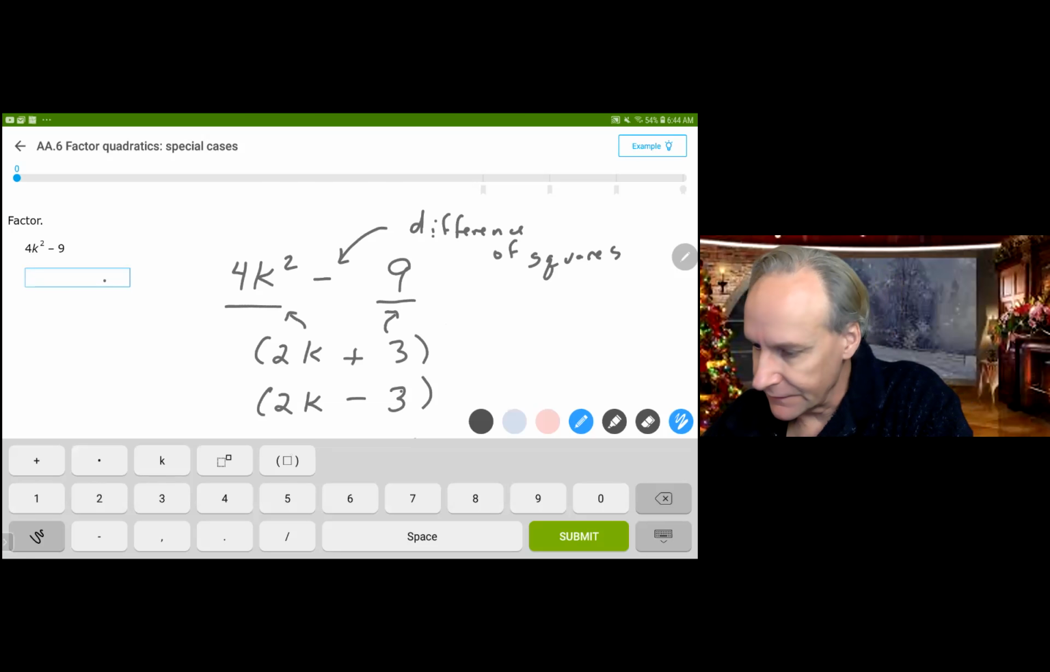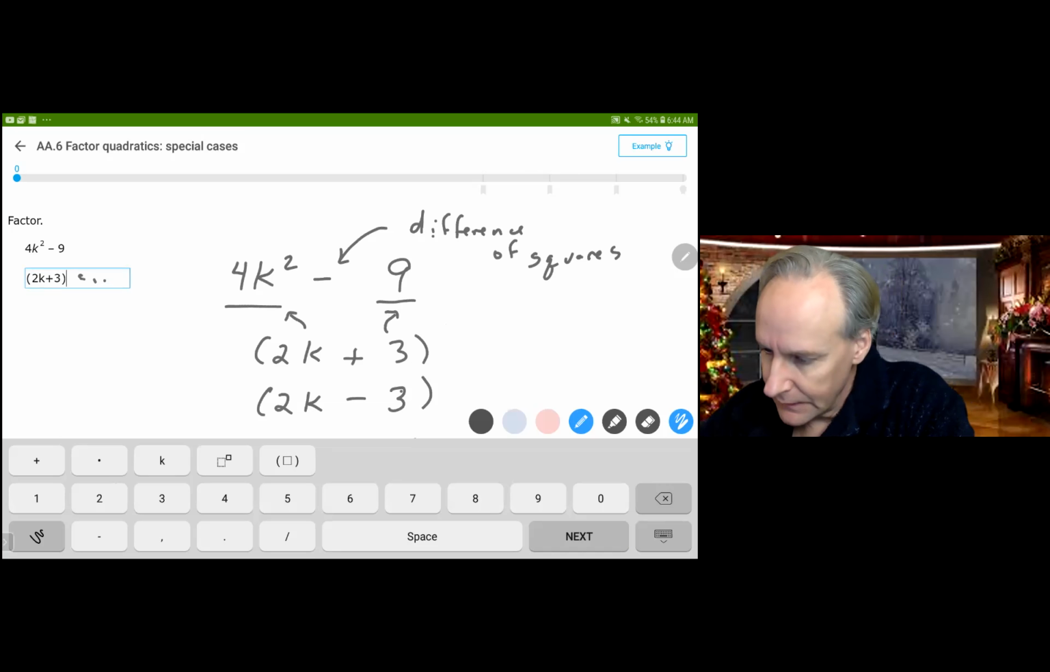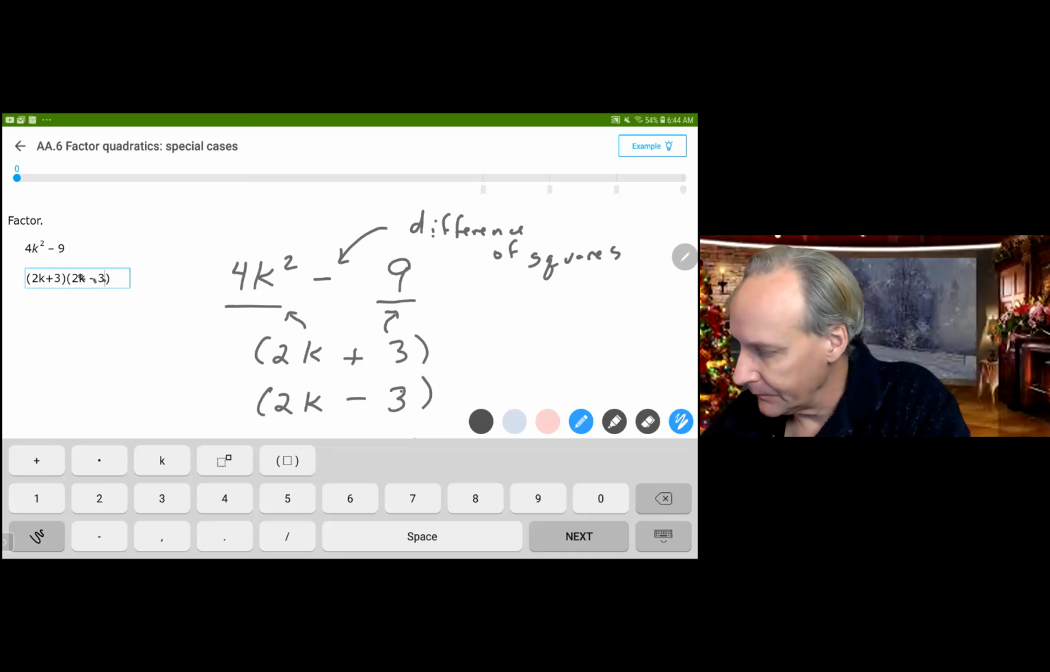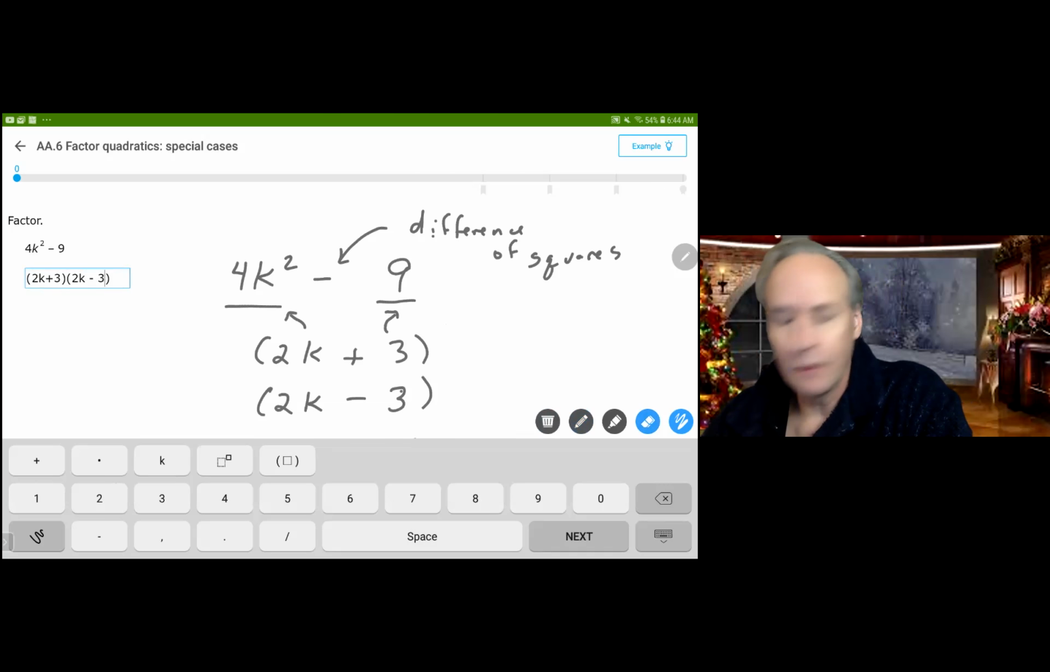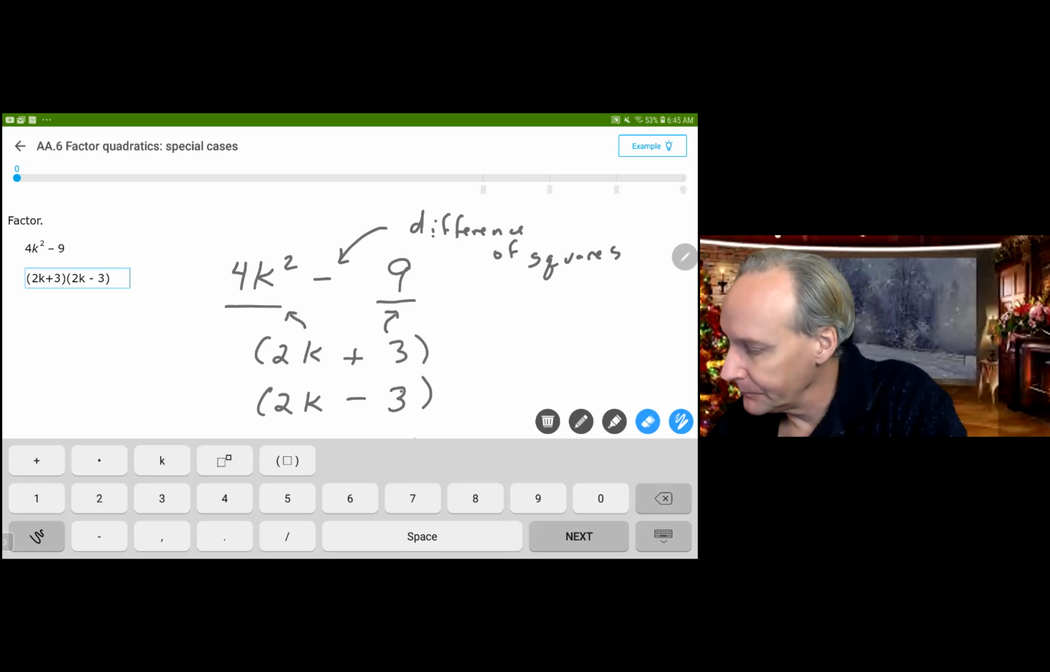Needs parentheses, doesn't it? So we have a (2k + 3) and a (2k - 3). So some people call this the a squared minus b squared special case, or a difference of squares. But there it is. You always have a plus and a minus. You always have the same things.